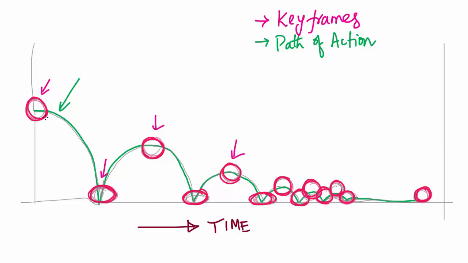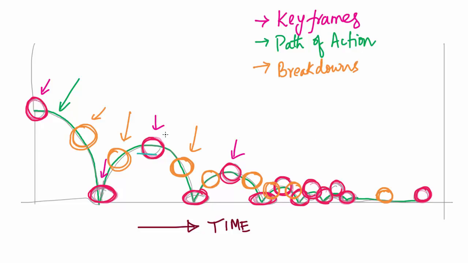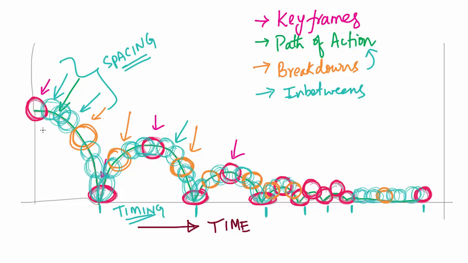Later you need to tell how the path is going. If you want it like this, you need to tell these are the breakdowns. Breakdowns tell the path of animation. If you see like this, it's coming. These are called breakdowns. Breakdowns actually decide the path of action. That is important. Then for smooth animation, you need in-betweens. These are called in-betweens. They will decide the spacing.